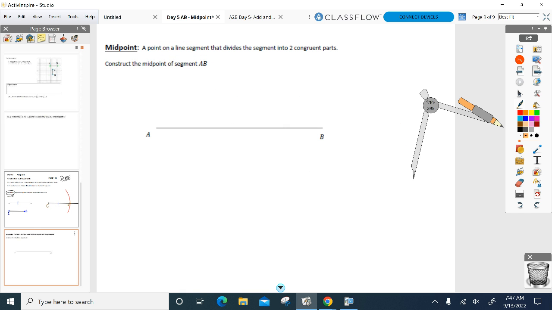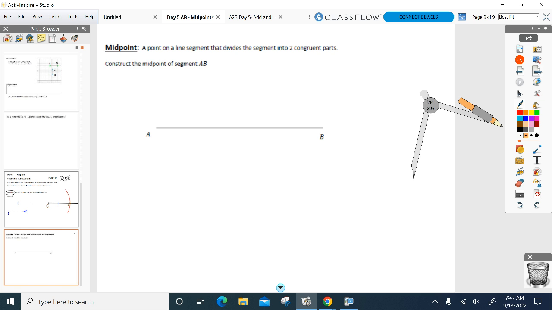Last vocabulary term for the quiz. Midpoint. Mid. What's it kind of sound like? Midpoint. Middle. Yeah. It's the point that's in the middle of a line segment. That's it. Okay? That's what we're going to focus on today. Finding the midpoint of a line segment, the middle of it. Where's the point that cuts it into two equal parts?